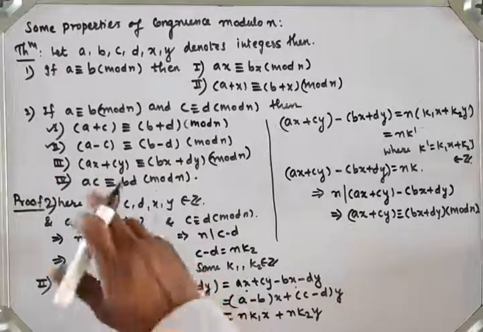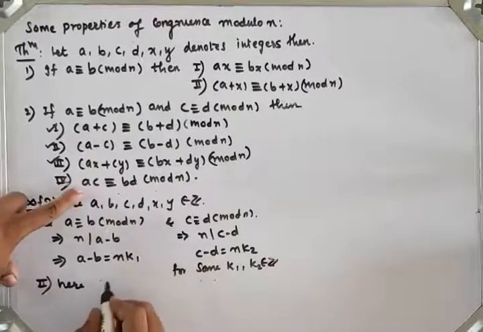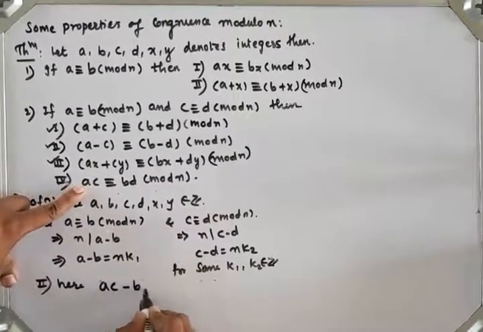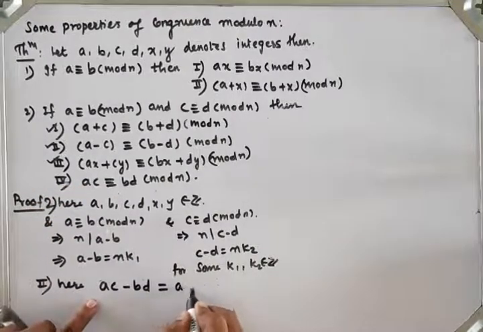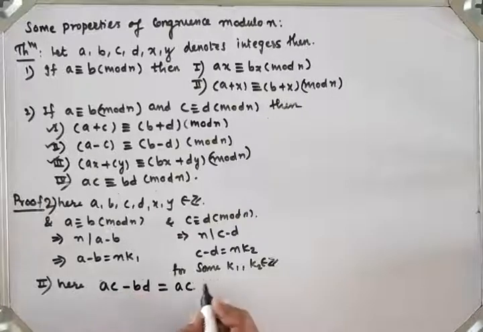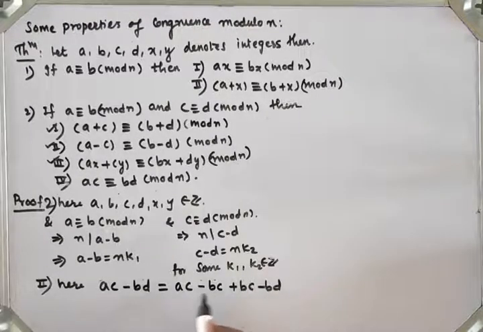Now we will prove the last property. To prove AC congruent to BD modulo n, I will take AC minus BD, which is equal to, so I will make a change. For AC I will take an adjustment. Here is C, so I will take the common element between these two, B and C. So I will subtract BC and add BC minus BD. Add and subtract BC. So here BC and minus BC cancel, so the remaining terms are as they are.